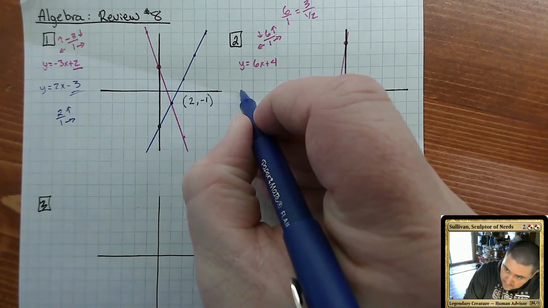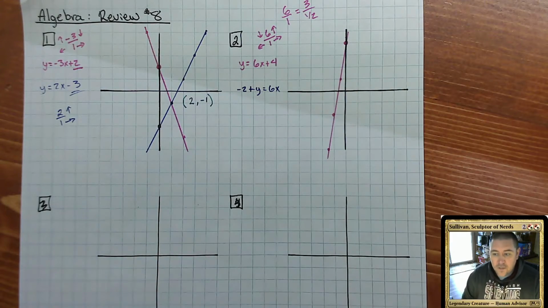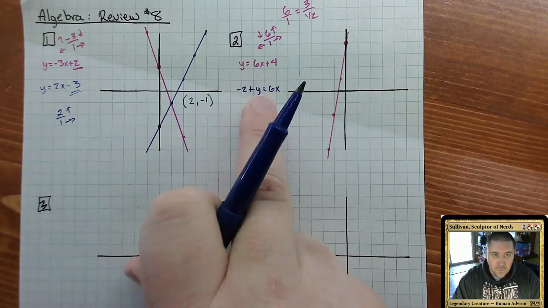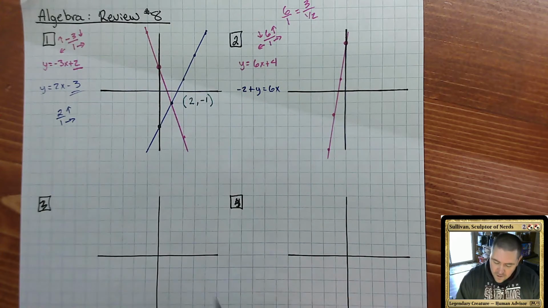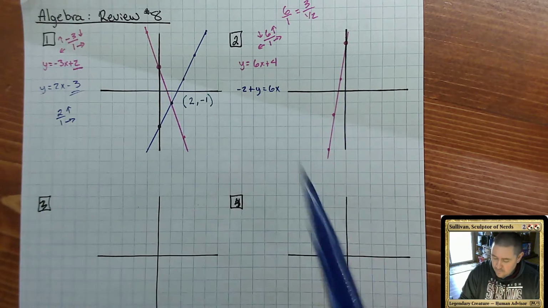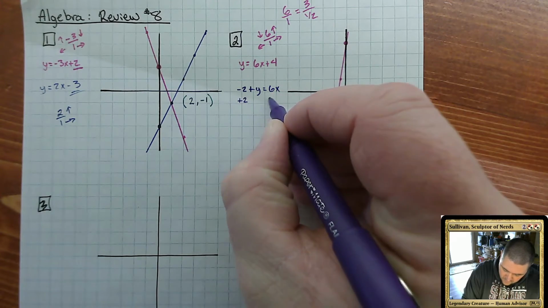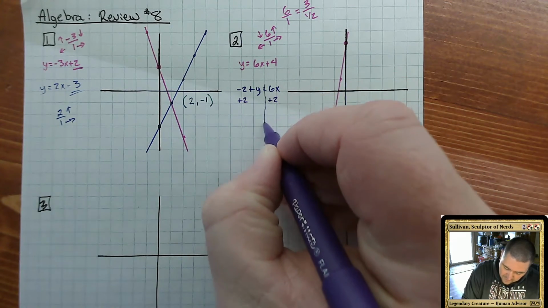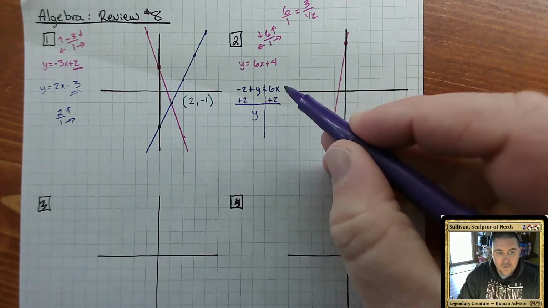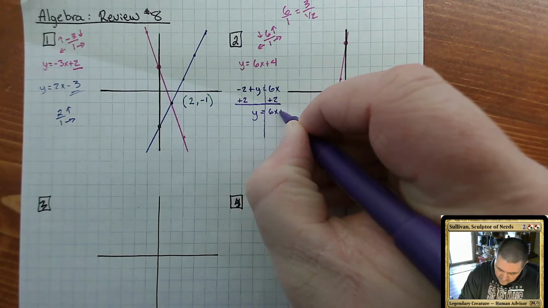Second line looks a little different. We have negative 2 plus y equals 6x. And you'll see some of the inequalities on the back of this. This is what we got to deal with. That's why we practice. They're going to be not in slope-intercept form, and you have to make them in slope-intercept form. So I'm going to add 2 to both sides. And 6x and 2 aren't the same type of critter. They're not like terms, so I'll just write them together like this.